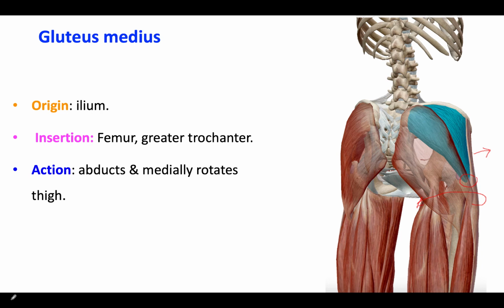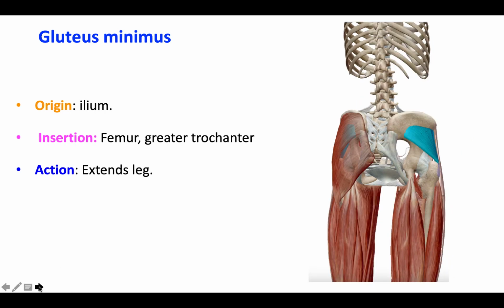All right, so that's maximus, medius, and now minimus. Minimus is the smallest in the group, which is why it's termed minimus, of course. You can see it right there, and it originates on the ilium as well. It inserts at the greater trochanter of the femur, and its action is to extend the leg, and all three muscles work in tandem.